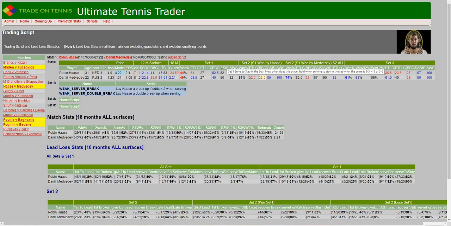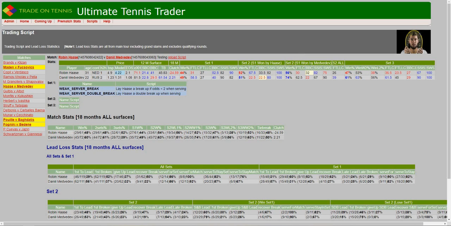And serve to stay in the set and serve to win the set. So we can see Haas, if Haas is leading in the set, he serves it out 90% of the time in set 1. Again, set 2, if set 1 is won by Haas, there's all the numbers again, as explained here. Win percentage, first to lead, break back chance, serve to stay in the set, serve to win the set.